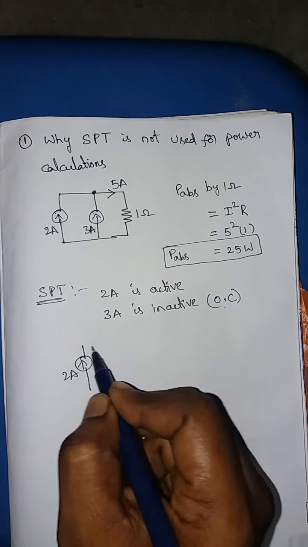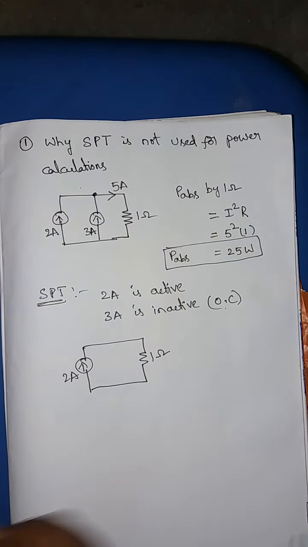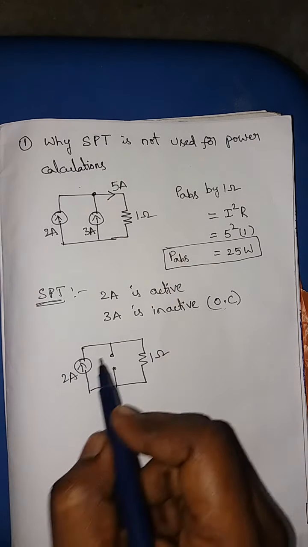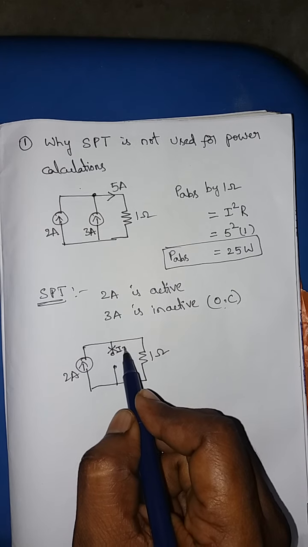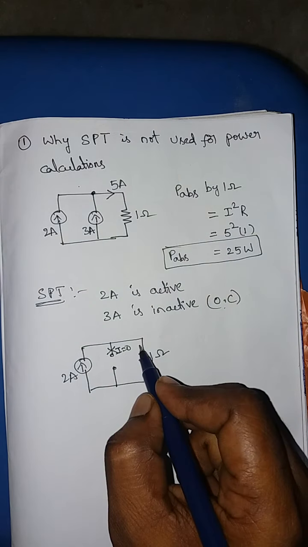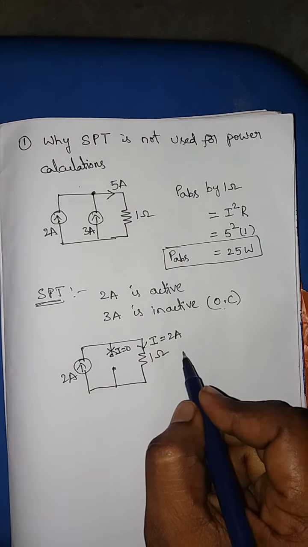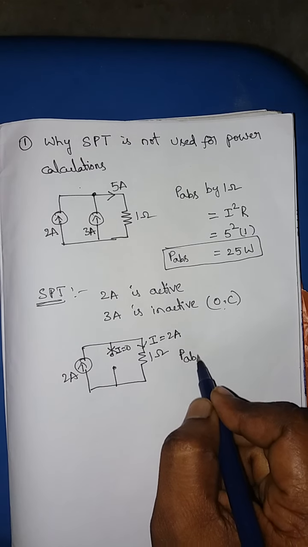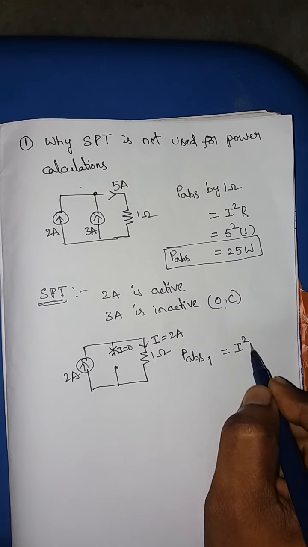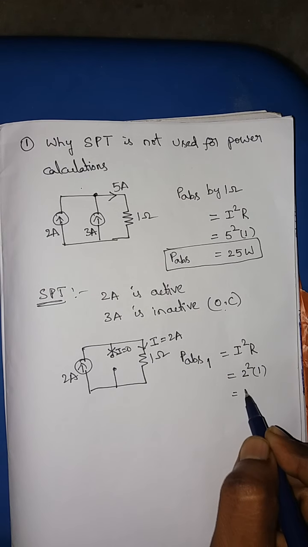This is 2 amperes, 1 ohm, and the 3 amps source is open like this. So here there is no current, I is equal to 0. Hence 2 amps is flowing through the 1 ohm. The current here is 2 amperes. Therefore how much power is absorbed? P absorbed 1 is equal to I square R, that is 2 square into 1. This will be 4 watts.